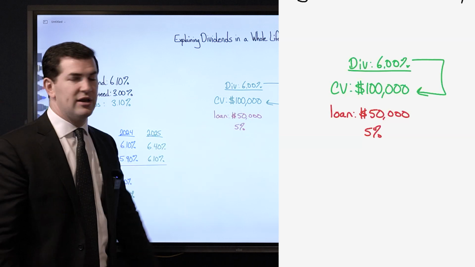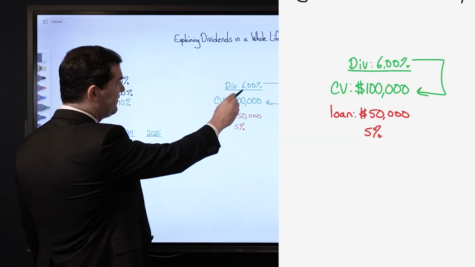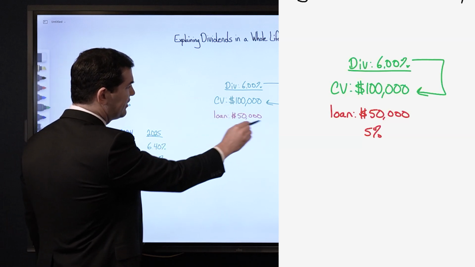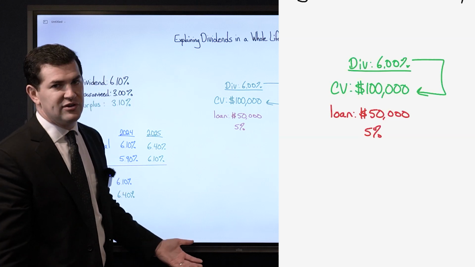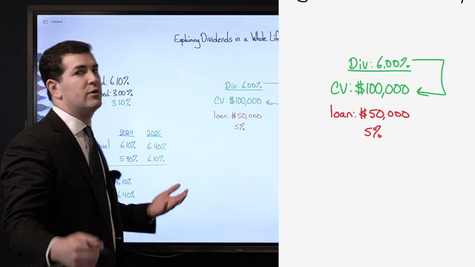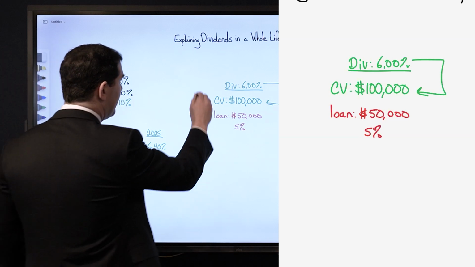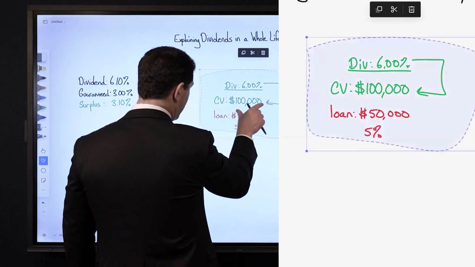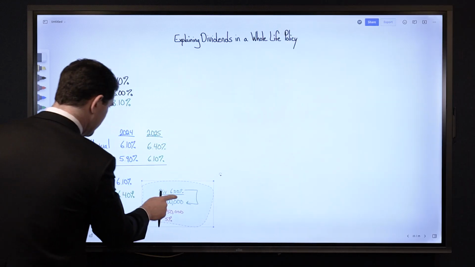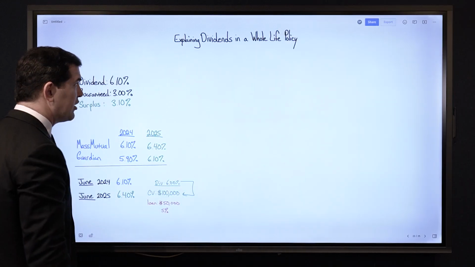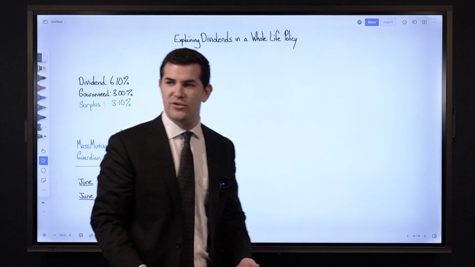If it's a direct recognition policy, you're still going to get dividends, just the dividend rate applied to the loan portion is not going to be 6%. Could be higher or lower depending on the insurance company's methods with their direct recognition treatment. But short version, or short answer to that question is yes, you continue to receive dividends.